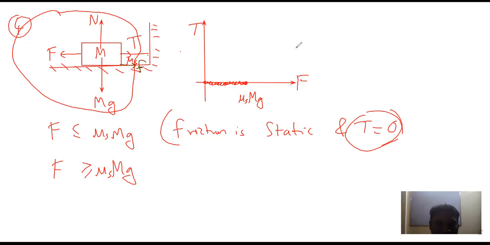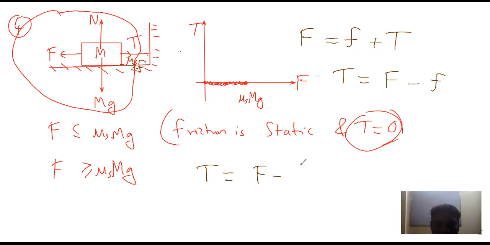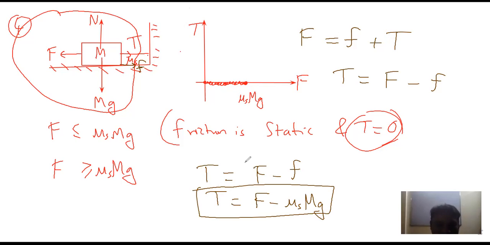So what will be the equation in that case? Capital F, big force, minus friction, small f, and there will be tension force as well. So applied force will be equal to friction plus tension force. So from this equation, I can say T, the tension force, is equal to capital F minus friction force. And what is the value of friction force? It is mu s mg. So capital F minus mu s mg. So this is the value of tension force. So this is the equation of tension force.